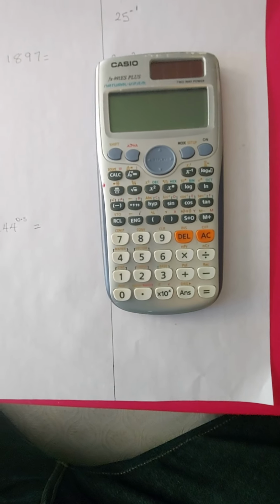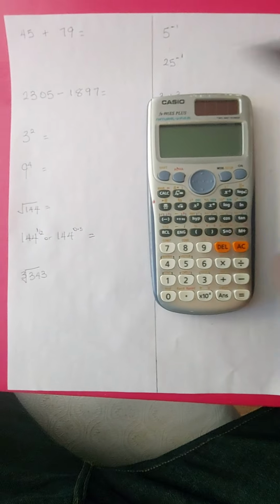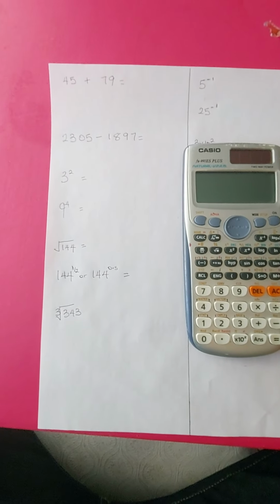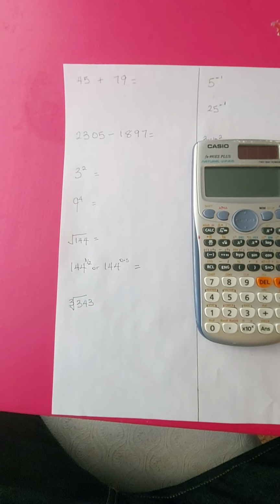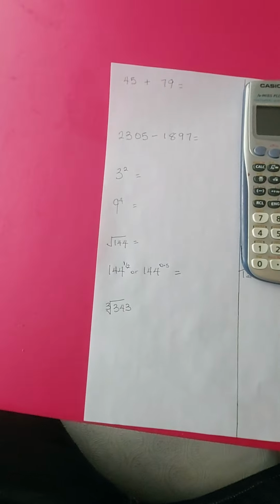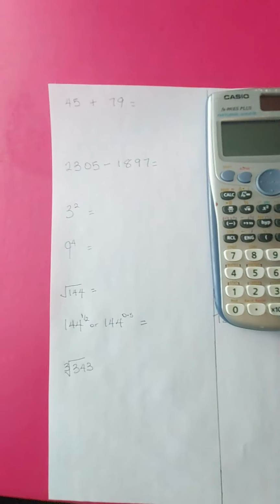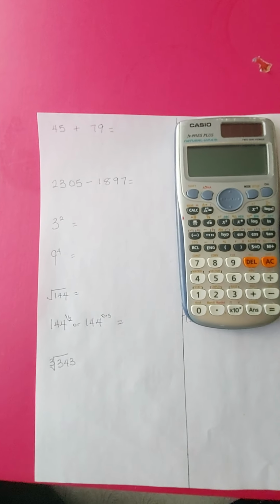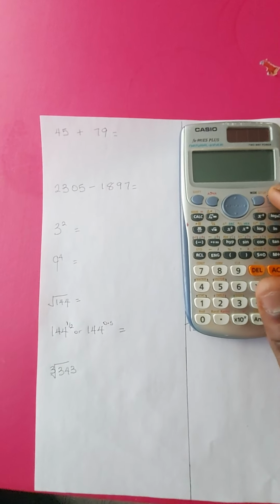without even thinking. And so let's see some of the examples we could lay our hands on to put these operators into effect on our calculator, and how we can quickly get it sorted. The first one here is simple addition. We have 45 plus 79, which is a basic addition we do every day.